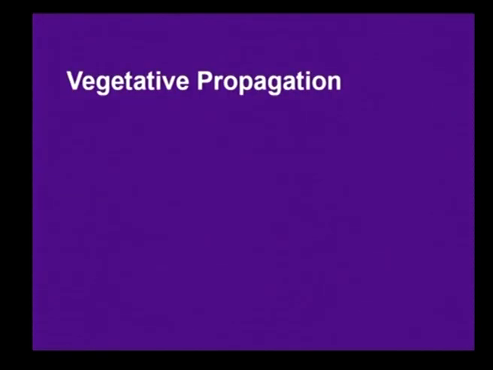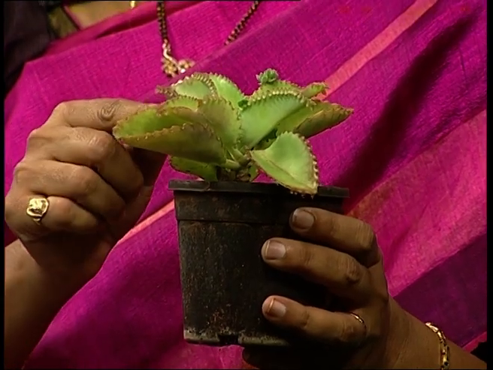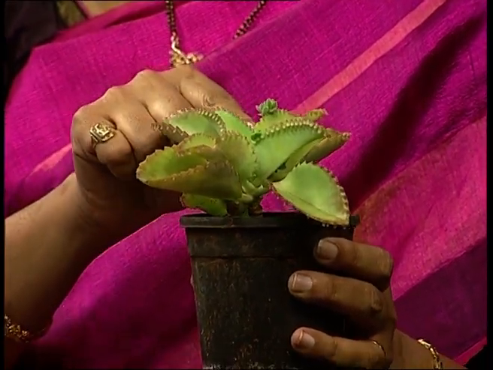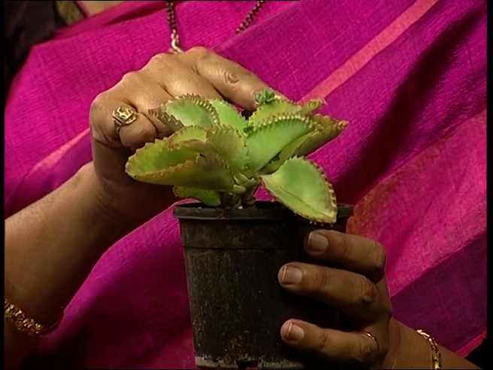Children, did you hear about vegetative propagation? Observe this plant, children. Here you can observe small plants on the edges of the leaves.